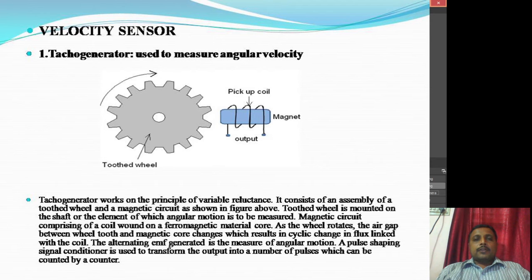As the shaft starts rotating, the wheel rotates and the air gap between the toothed wheel and the magnetic core changes, as a result of which there is a flux change in the coil. So an alternating EMF is generated, which is the measure of angular motion. A pulse shaping signal conditioner is used to transform the output into a number of pulses, which can be counted by a counter.